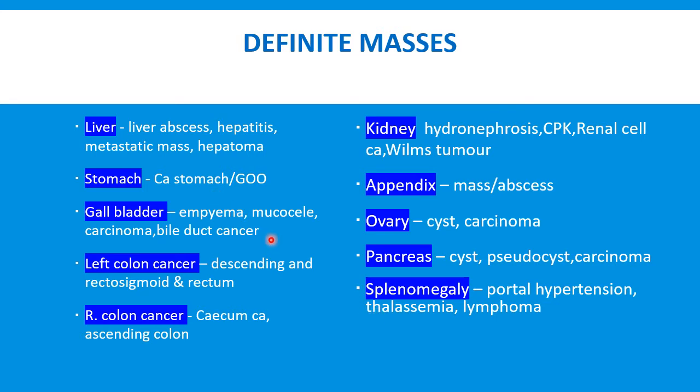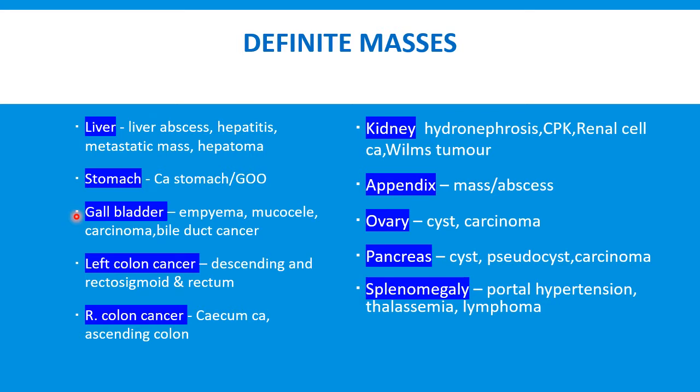Now, what are the definite masses by going by the organ of origin? In the liver, it can be due to liver abscess, hepatitis resulting in hepatomegaly, metastatic masses, and primary tumors, hepatoma or hepatocellular carcinoma. Okay, this can cause massive hepatomegaly and a mass in the upper outer quadrant. Then the stomach can give rise to masses, especially carcinoma of the stomach and gastric outlet obstruction, leading to a massive dilated stomach. And sometimes it can also cause leiomyomas.